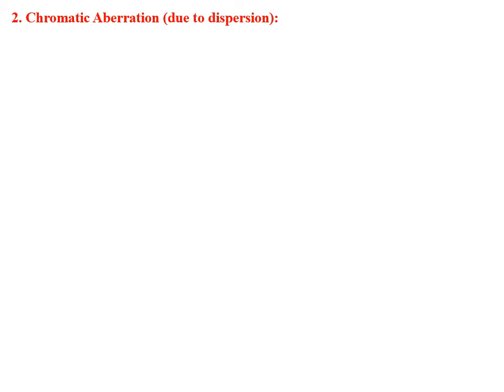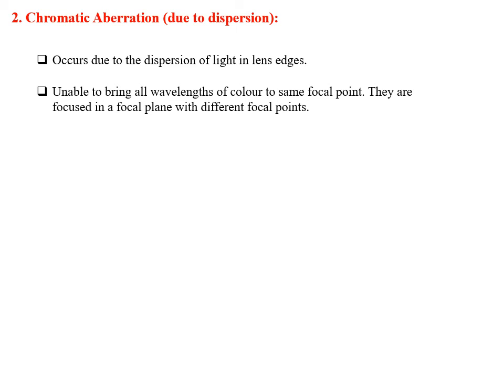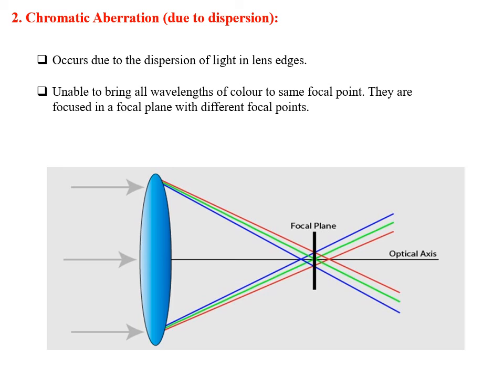And next we will have chromatic aberration, and this is of course due to the dispersion of light. Lens edges are unable to bring all wavelengths of color to the same focal point. They are focused in a focal plane with different focal points, right? For example, this is the focal plane. Here you can see that different wavelengths are focused at different points on the optical axis, and this is called chromatic aberration.